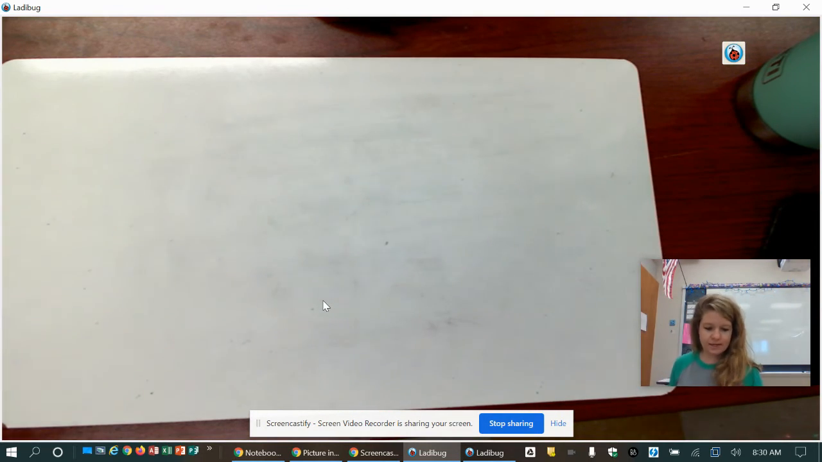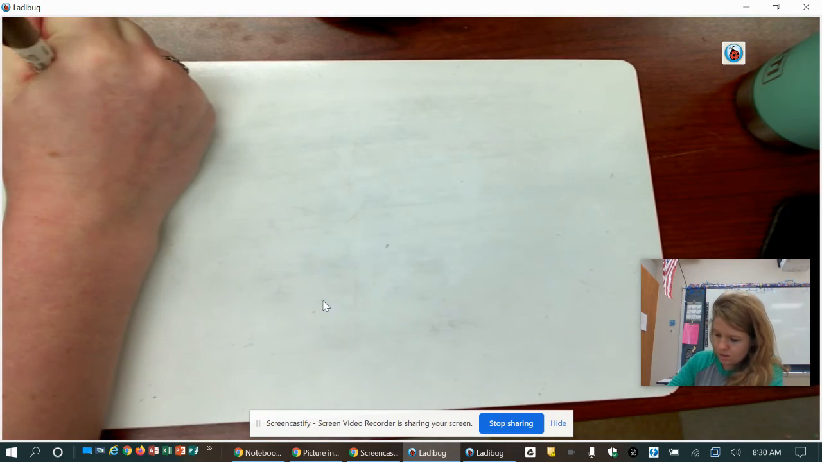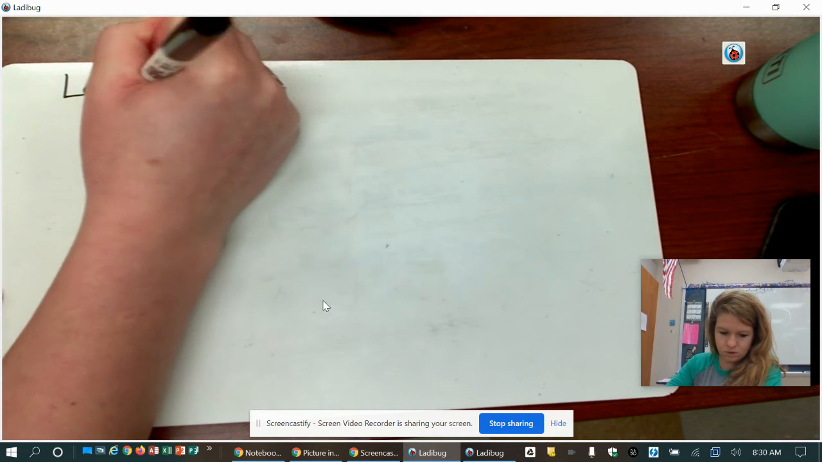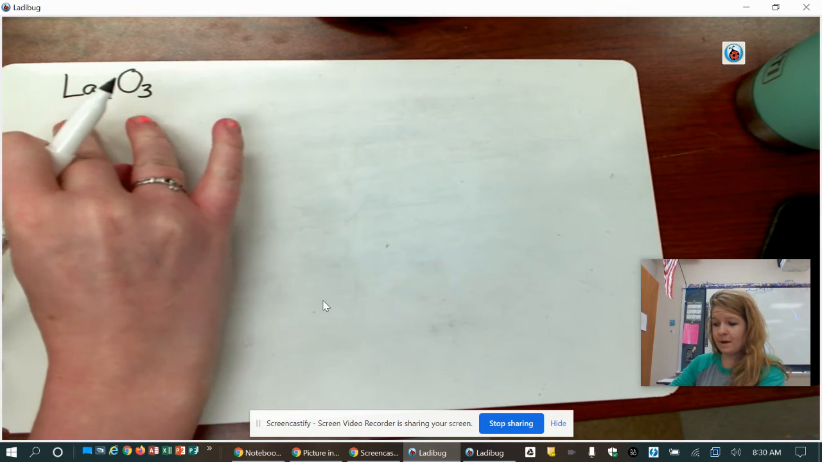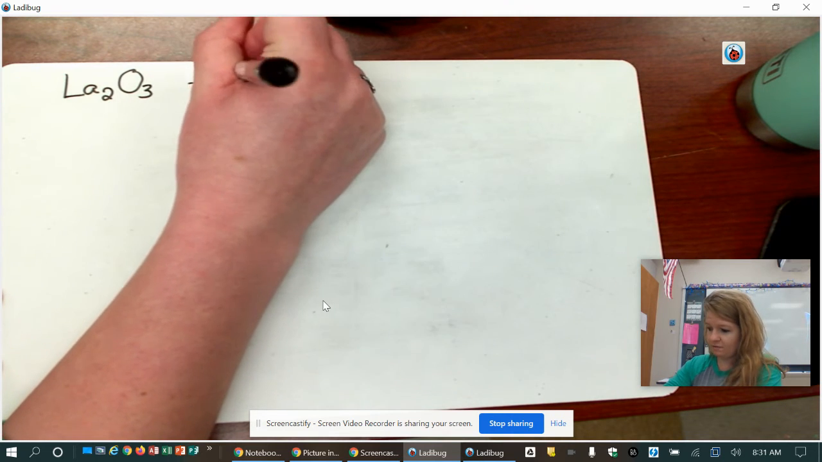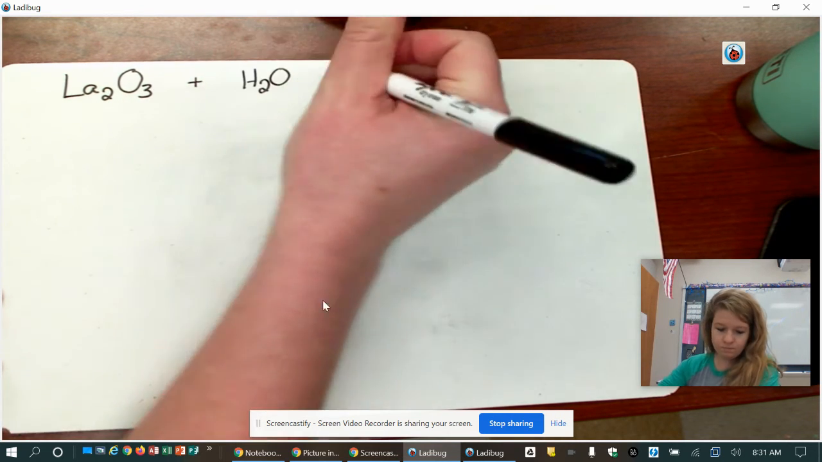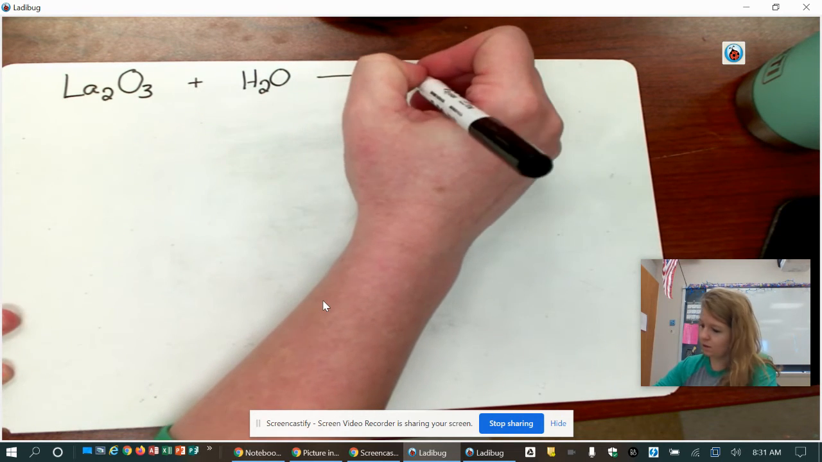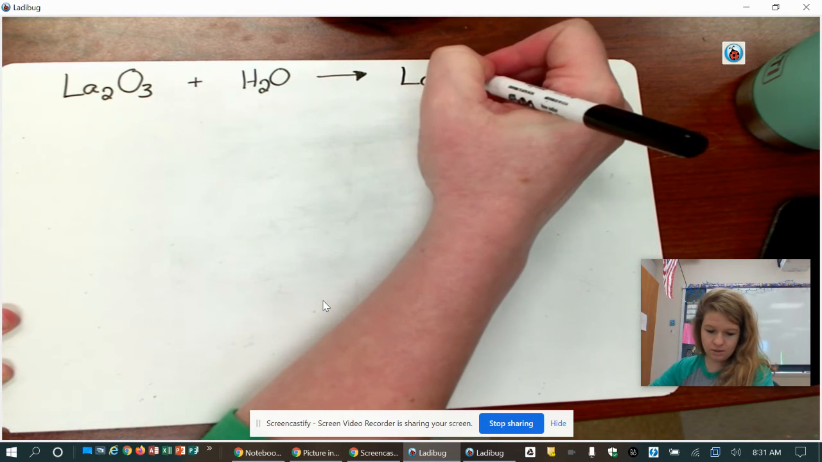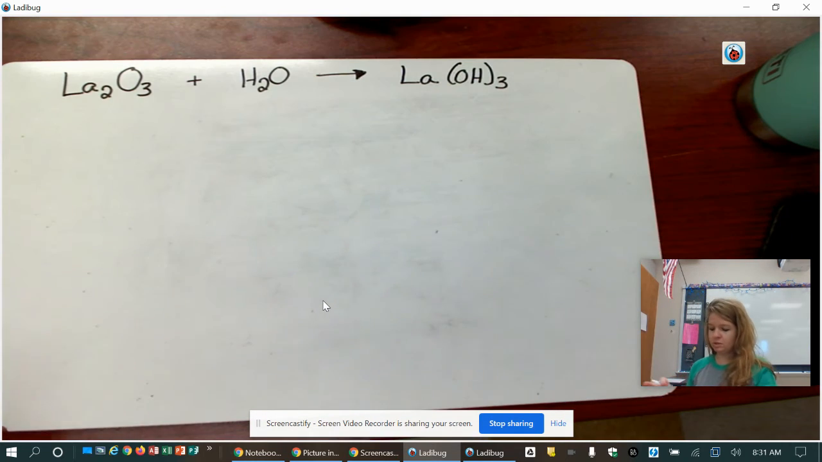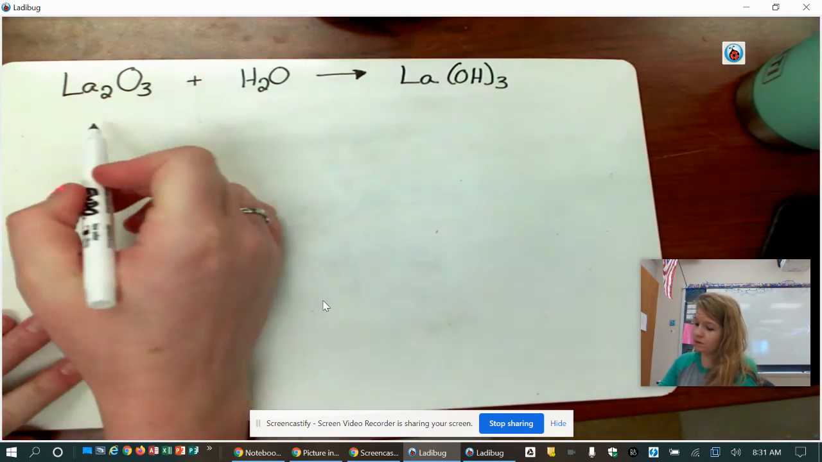Okay, what is next? We have Al2O3. That is one molecule bonded together. We can't mess with those subscripts. Then we have everybody's favorite, H2O, yields, here's our reaction, La(OH)3, and there's that subscript. So, set up your T-chart.